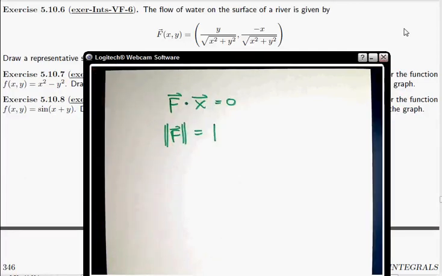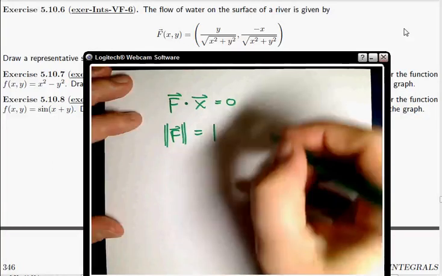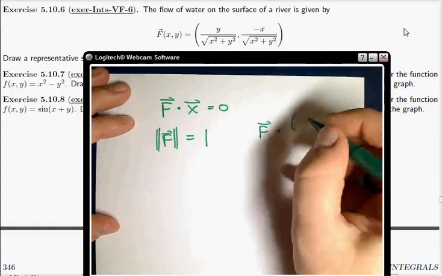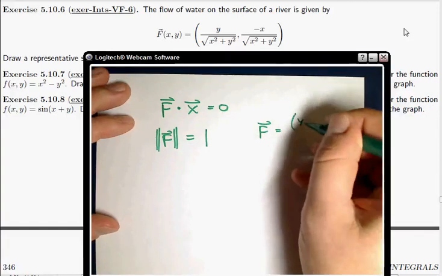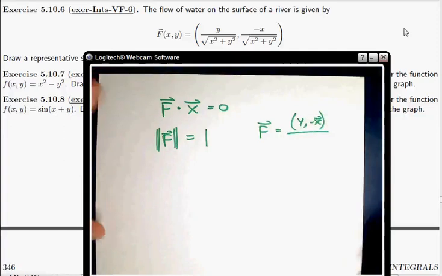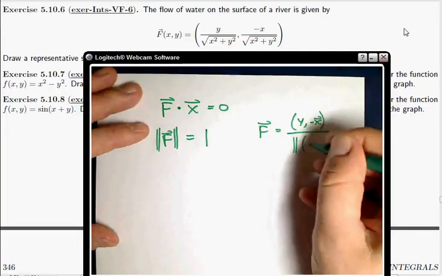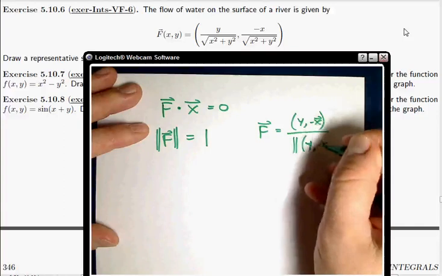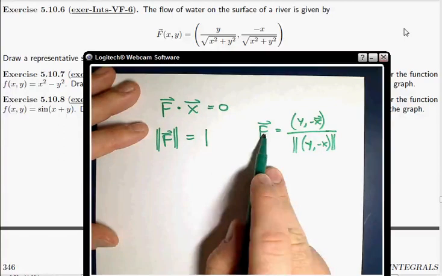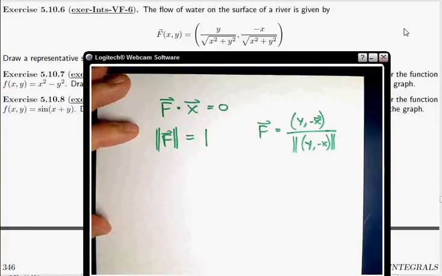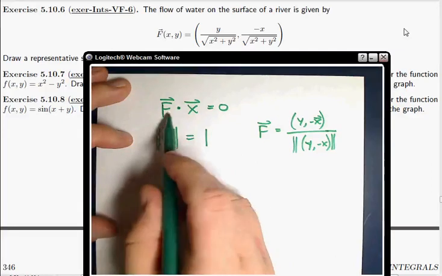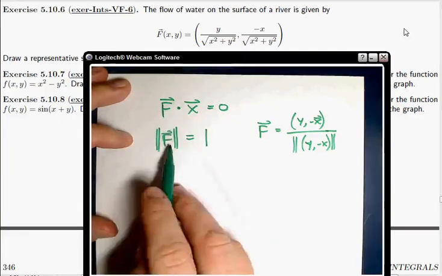You can just do a direct calculation. Why is that? Well, because f itself is y comma negative x divided by the square root of x squared plus y squared, which is the length of y comma negative x. So we have something divided by its own length, and therefore the length of this thing is 1. So what we have is a vector field that's always perpendicular to the position vector and length always equal to 1.